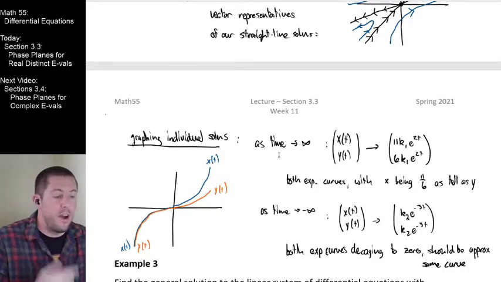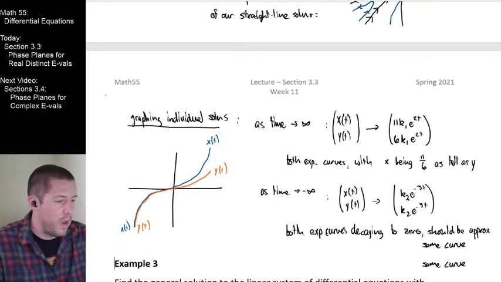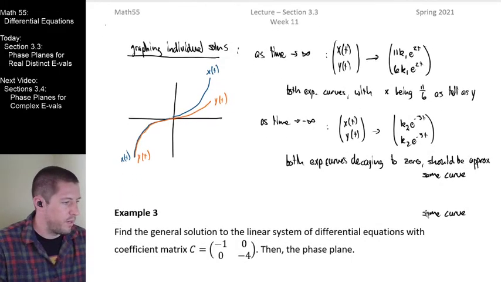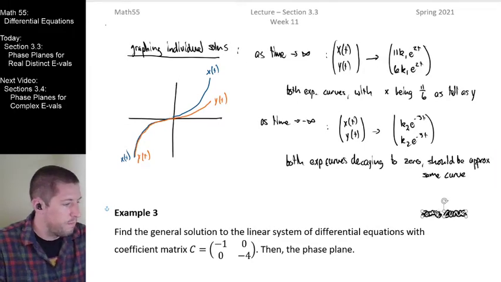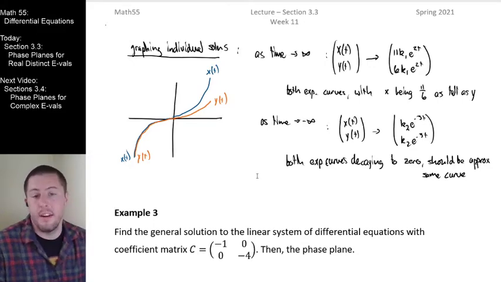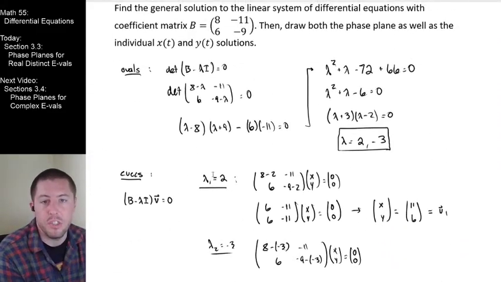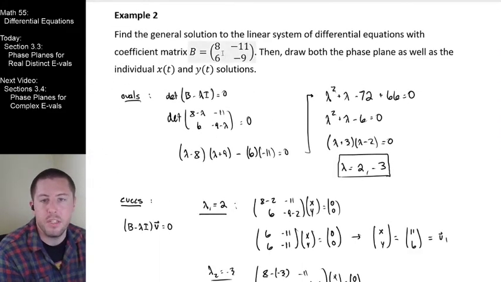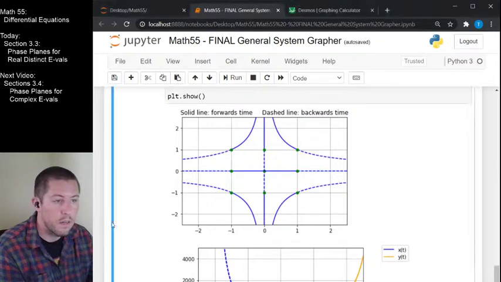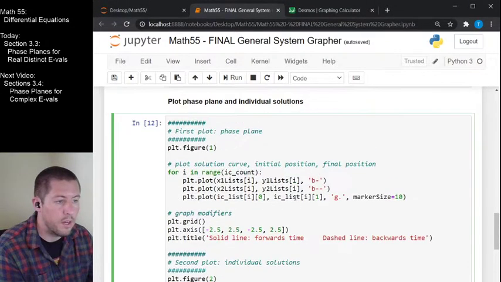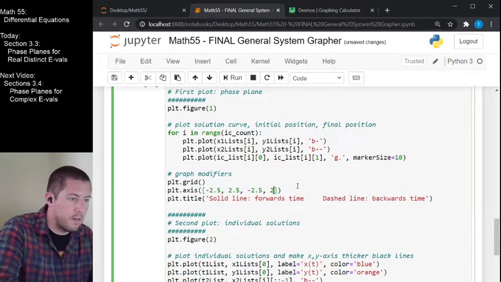So what I want to do now is let's do our usual thing and ask technology to verify. That was weird, double that up. That's awful strange. Okay, so let's go ahead and do our technology verification. So what was our B matrix? I'm going to throw this in: 8, negative 11, 6, negative 9. So let's go back over here. Oh, by the way, I want to undo these changes that I made right here.